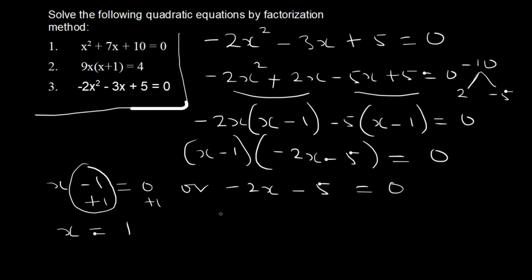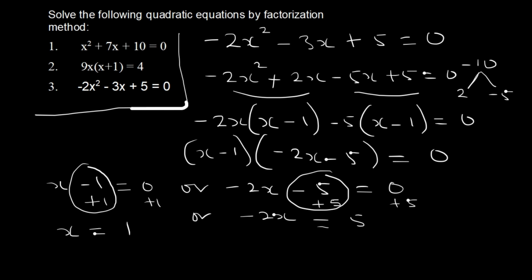Then coming to this place, we have minus 2x. We need to remove minus 5 from here. So what we'll do is we'll add 5 to both sides. Add 5. So 5 minus 5 will go off. So we'll have minus 2x is equal to 5.